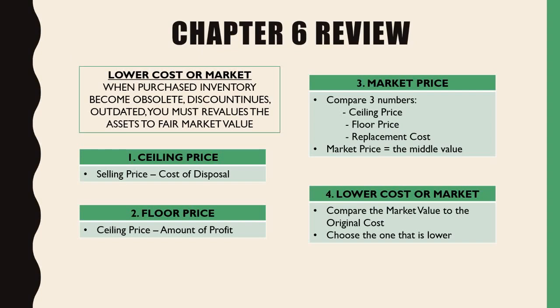Okay, so chapter review. Now, for this class, I'm not going to test you on doing the conversion entries. I just want you to be more focused on how these numbers are being derived. So no journal entry for this one. Just understand where these numbers come from and why we need to adjust our inventory because of the market. I just need you to know these 4 things because I'll be testing you on calculating the lower of cost or market. Okay?